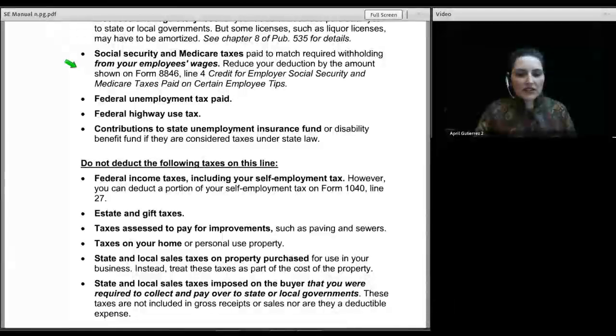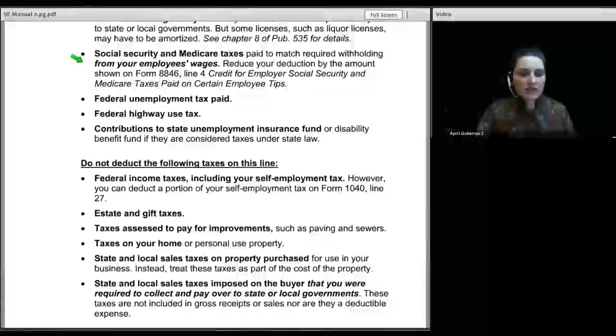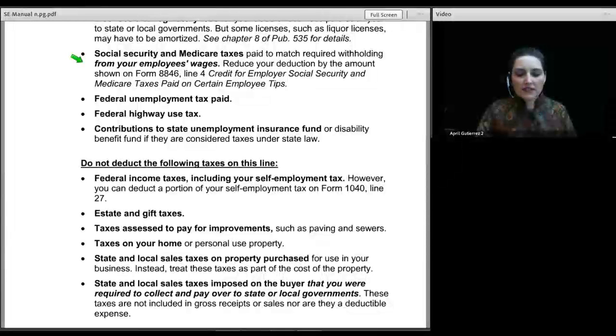Next one is Social Security and Medicare taxes paid to match required withholding from your employee's wages. Reduce your deduction by the amount shown on Form 8846, line 4, credit for employer Social Security and Medicare taxes paid on certain employee tips. We will cover that exact credit next Thursday in our class called Federal Credits for Business.